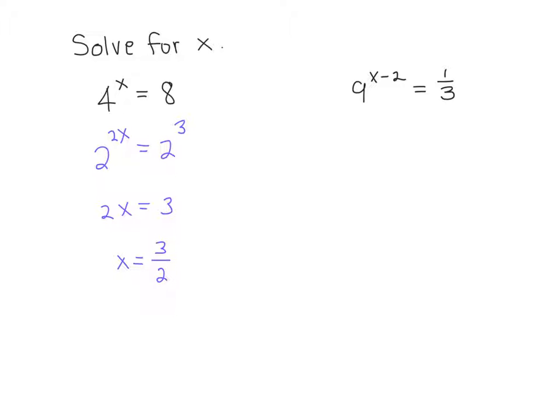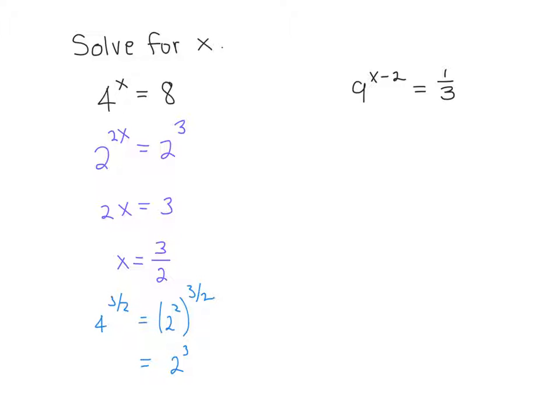Let's check if that answer is correct. 4 raised to the 3 over 2 is equal to 2 raised to the second power, raised to the 3 over 2. Power to the power, so you multiply. So you're given 2 to the third, which again is equal to 8.